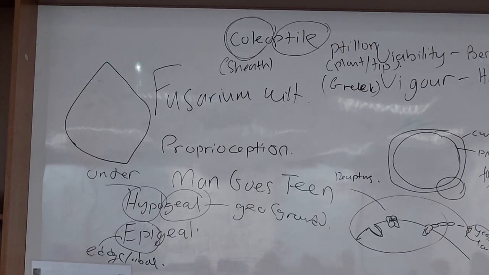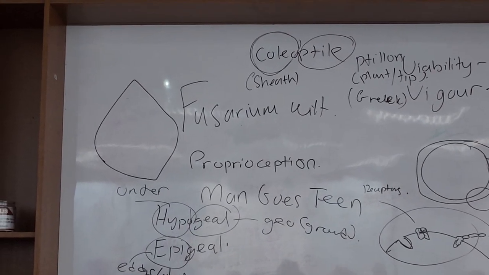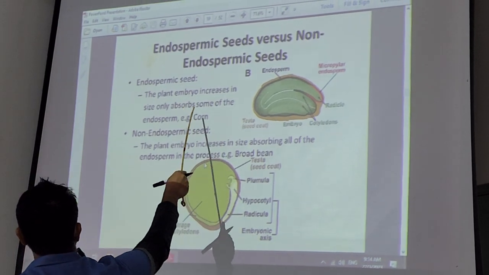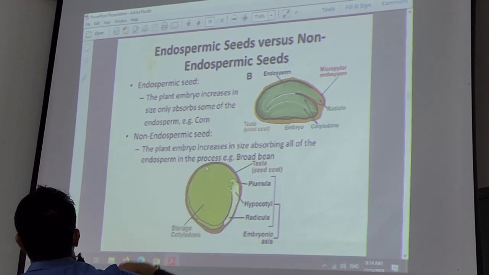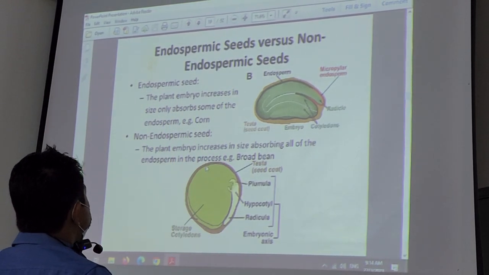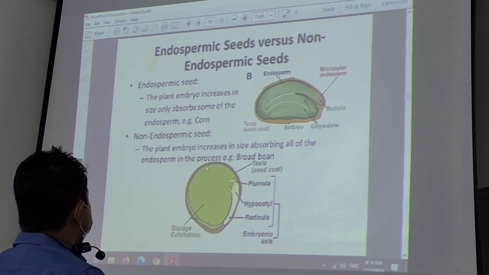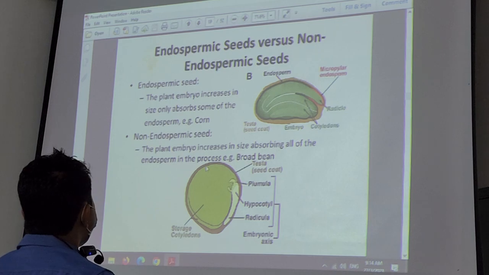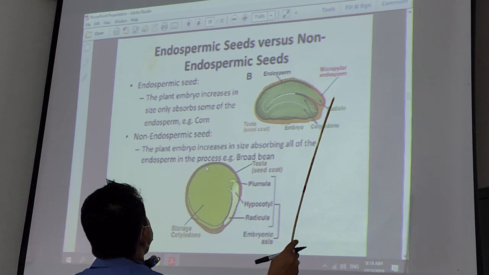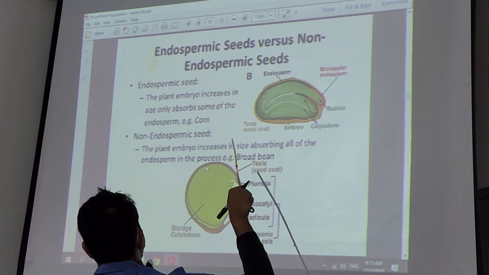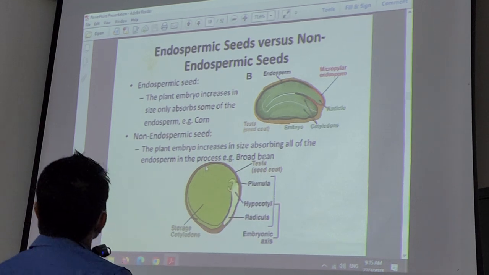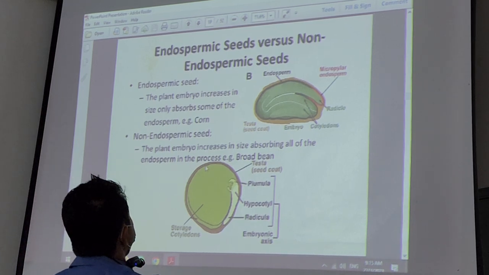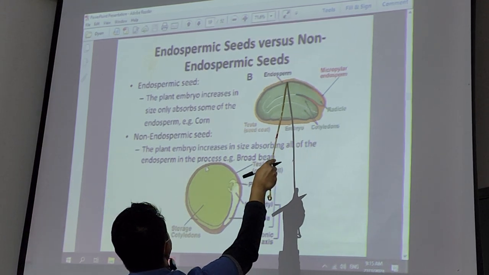Right, so look at this endospermic seed. The plant embryo increases in size, only absorbing some of the endosperm, like the corn. Okay, so this is not good. Is this correct? Yeah, it's correct. We've got the endosperm thing.